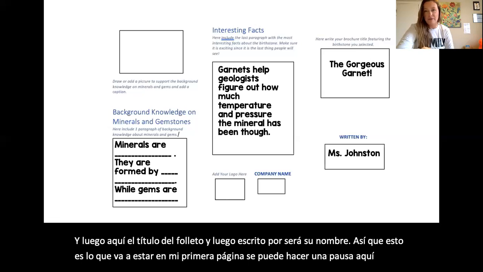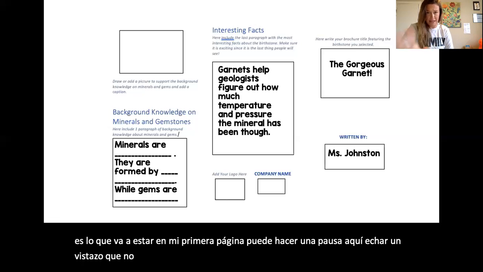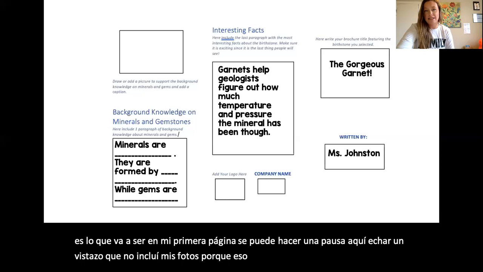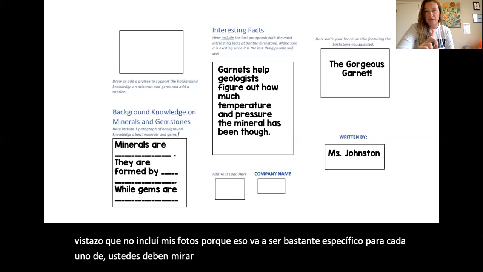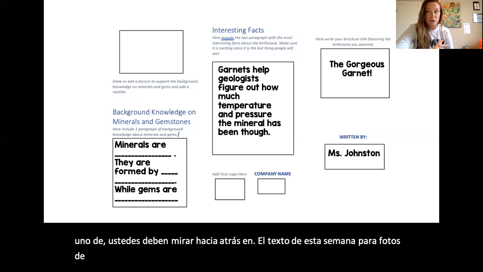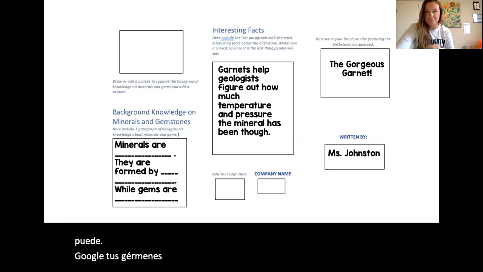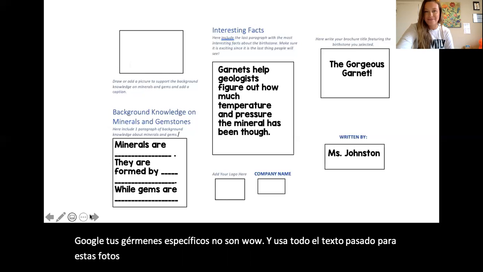I didn't include my pictures because that's going to be pretty specific to each of you. You guys should look back in this week's text for pictures of your specific gemstone. If you have internet access, you can also Google your specific gemstone as well. And use all the past texts for these pictures of minerals and gems. Okay?